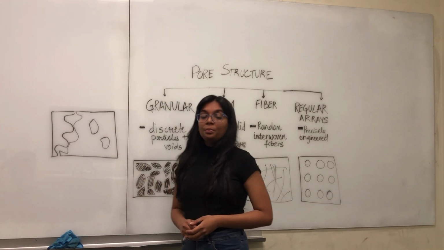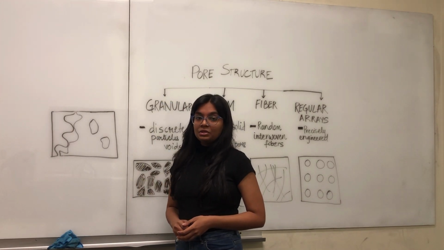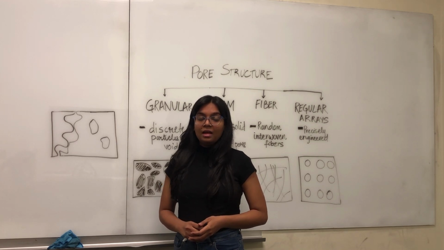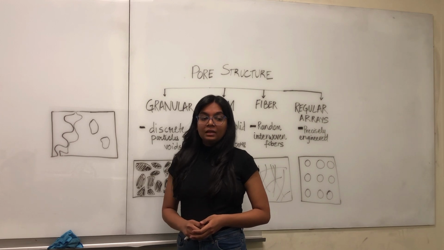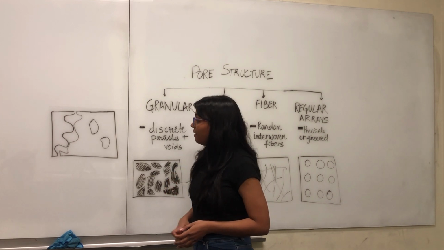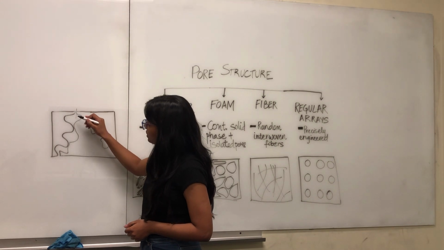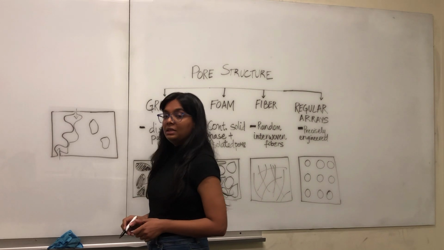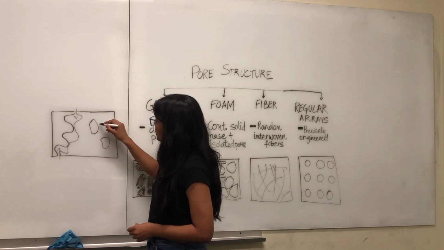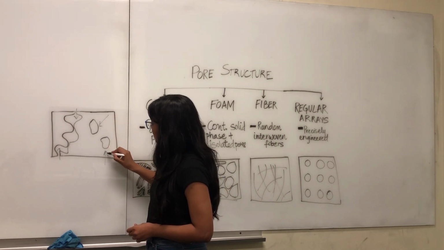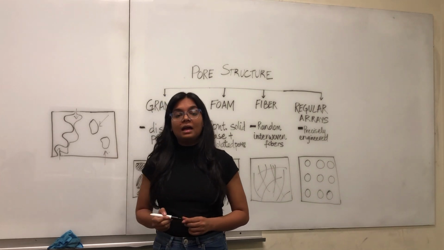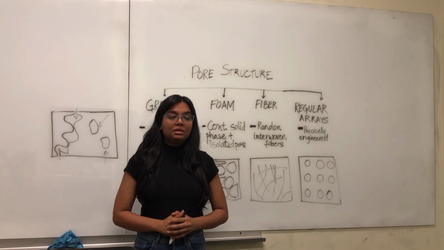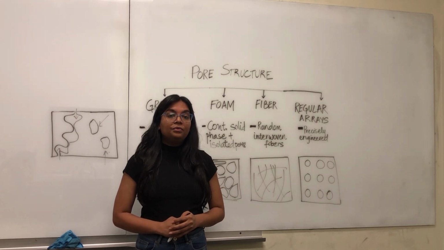And depending on the pore connectivity, we can again differentiate into two types. The first one being open cell porous media and the second the closed cell porous media. In open cell porous media, we have interconnected pores like this. And in closed cell porous media, we have isolated pores like this. So overall we can say that in fluid transport, the pore size and geometry significantly affect the fluid flow.